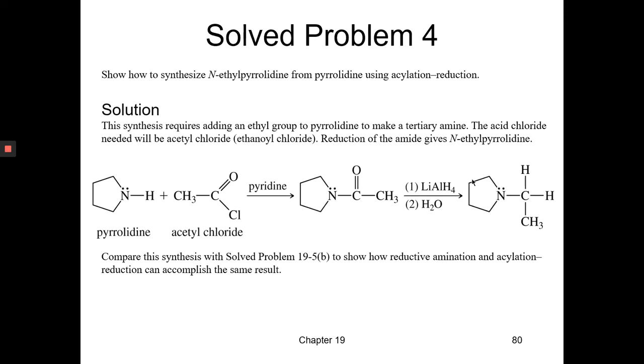So here's an example of acylation reduction. We ultimately split out HCl, and pyridine acts as both a solvent and a base to neutralize the HCl. This gives us the amide, which we can then reduce to the tertiary amine.